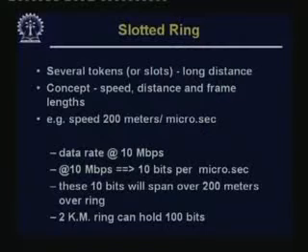So for example, if the speed is 200 meters per microsecond of the frame, and the data rate is 10 Mbps, that is 10 bits per microsecond. So these 10 bits will span over 200 meters over the ring. So a 2 kilometer ring can hold 100 bits. That is the kind of performance with a single frame.